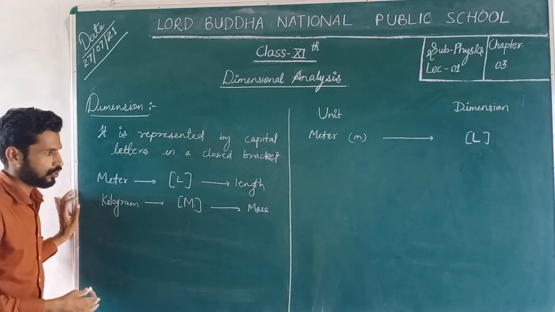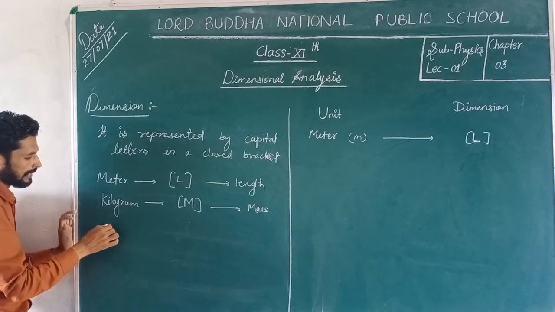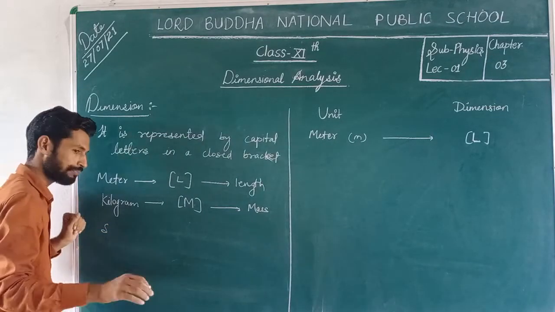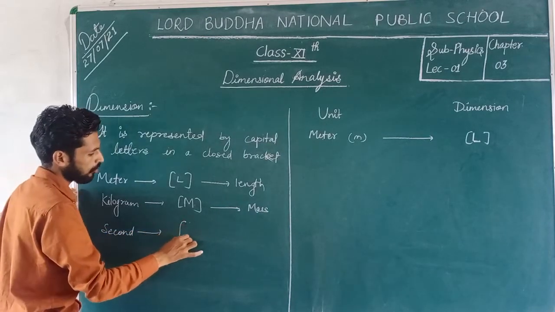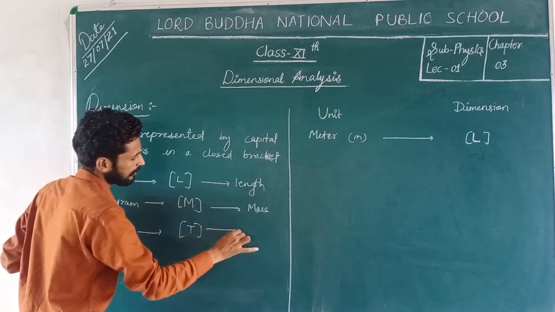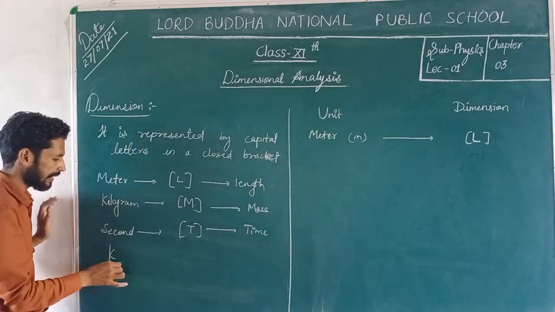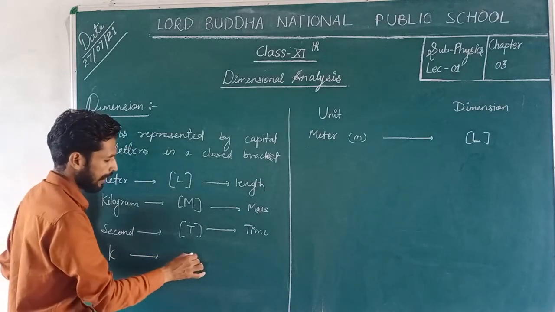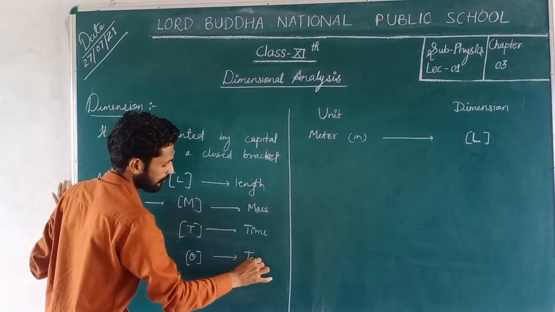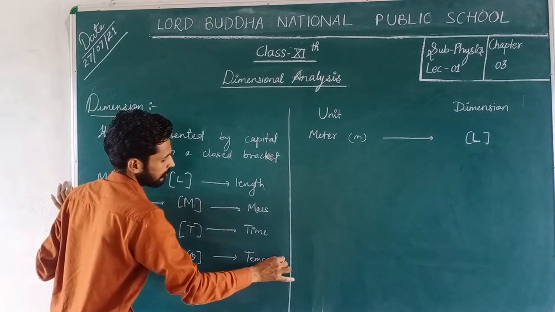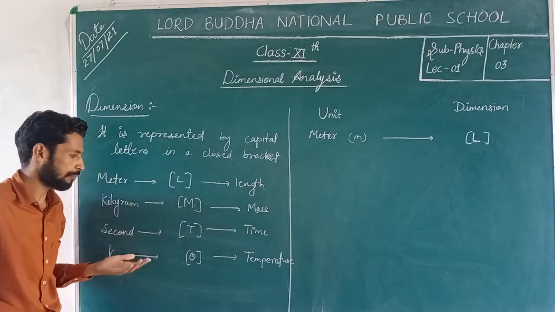इस टाइप से हम लोग इसको रिप्रेजेंट करेंगे. यहाँ पर जैसे सेकंड है, सेकंड को हम लोग यहाँ पर T से राइट करेंगे, that is the symbol of time. ओके, टेम्परेचर के लिए यहाँ पर केल्विन है, तो यहाँ पर हम लोग रिप्रेजेंट करेंगे थीटा, that is for the temperature, like this. सो इन दिस टर्म हम लोग इसको रिप्रेजेंट करेंगे.